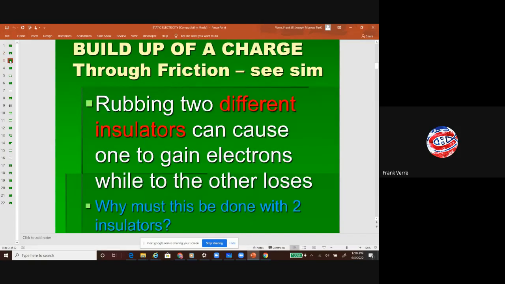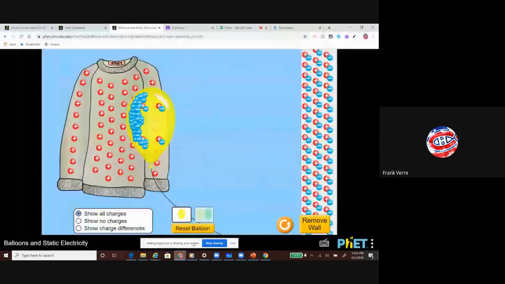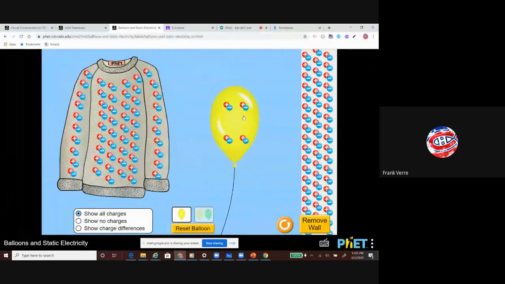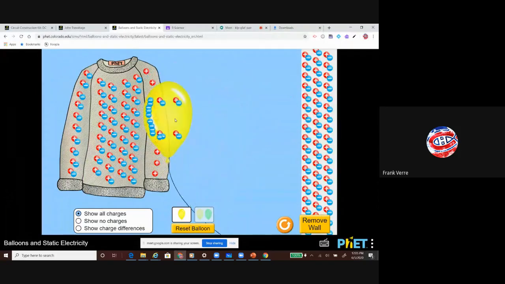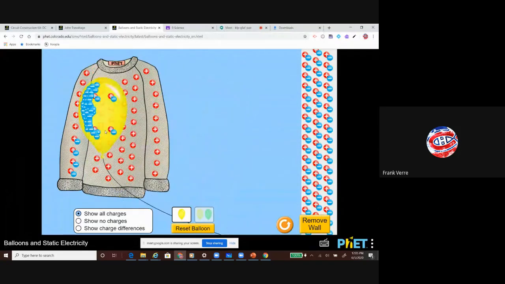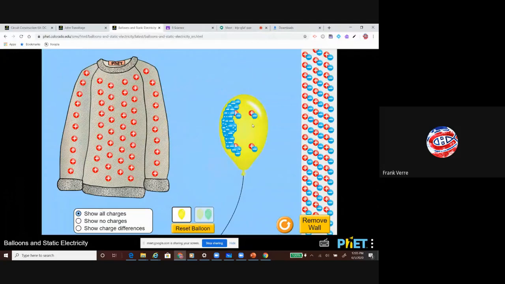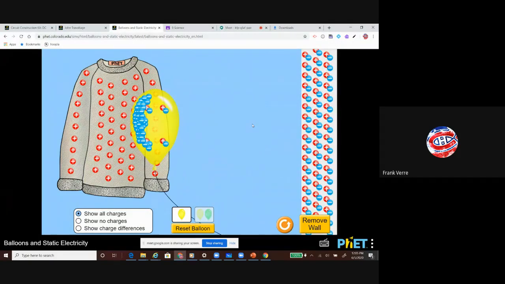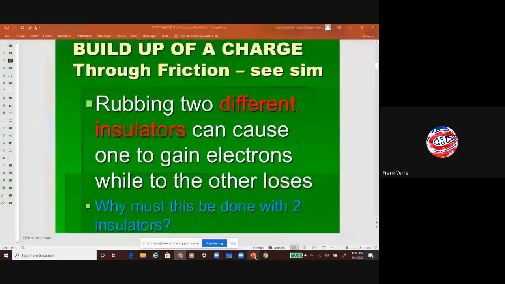Okay. As you saw in the animation, the way you build the charge is through friction. If I go back to the animation and reset it, you can see that if I take this balloon and rub it, through friction the balloon picks up, in this case, the electrons, and the sweater loses the electrons, right? So building the charge requires two different types of insulators.